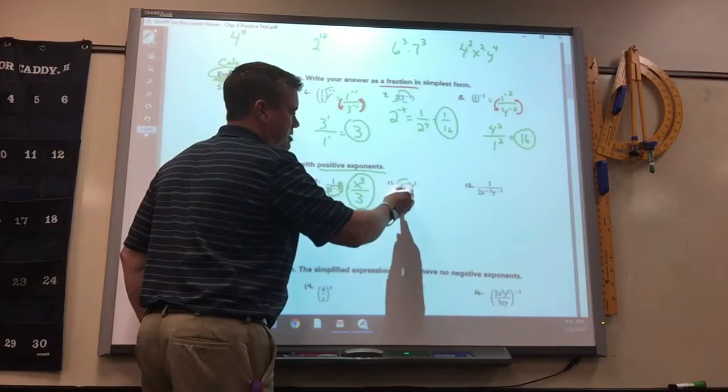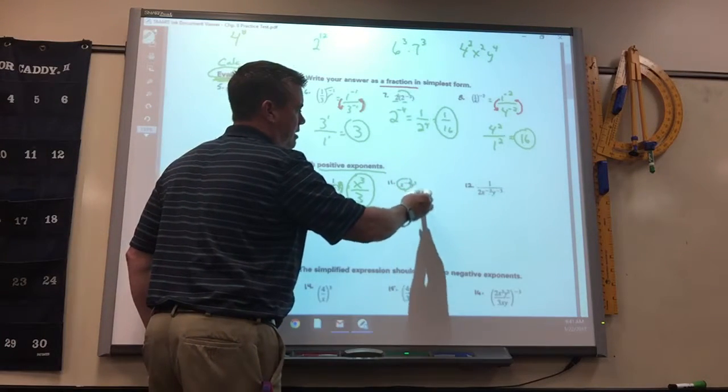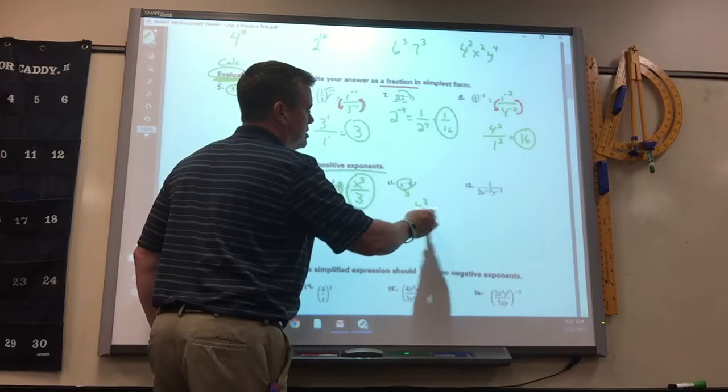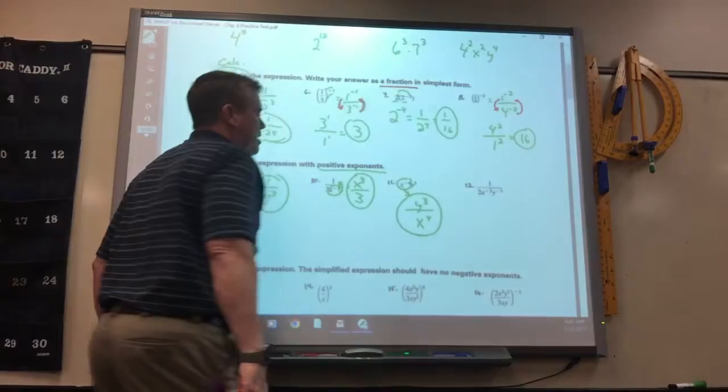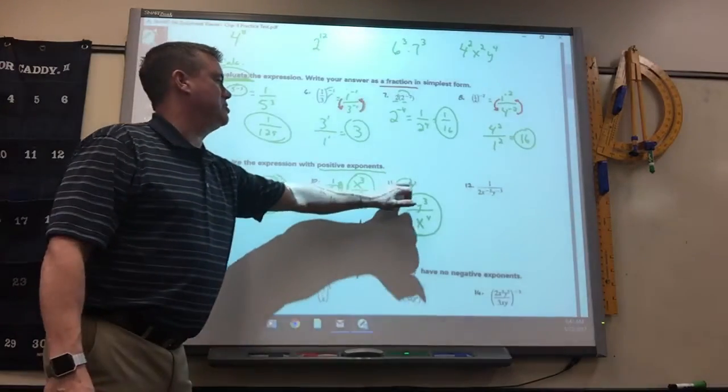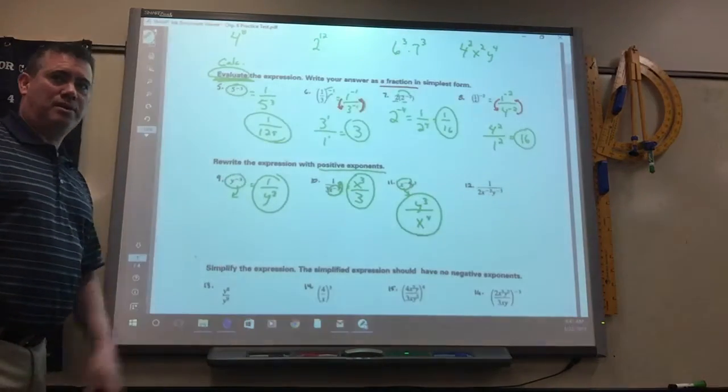Here the only thing wrong is this negative, so you just move it underneath. So it would be y to the 3rd stays where it's at. This moves down. Remember, it's just the exponent that changes. It's not the sign of the number or letter.